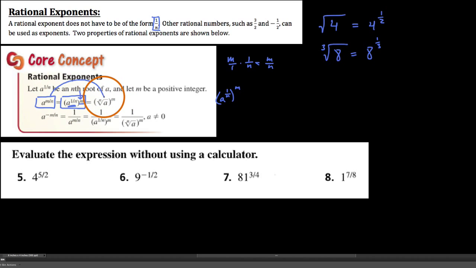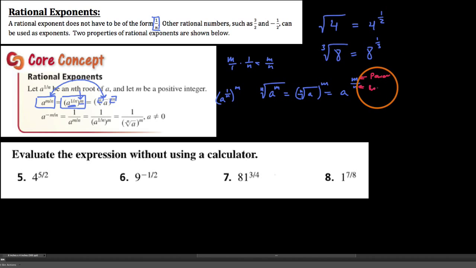We can take every rational exponent and rewrite it into radical notation, and we can write it from radical notation into rational exponent notation by making m the numerator of the rational exponent and n the index, the denominator. So in general, the nth root of a to the mth power is the same thing as a to the m over n, where m is the power and n is the root or the index.